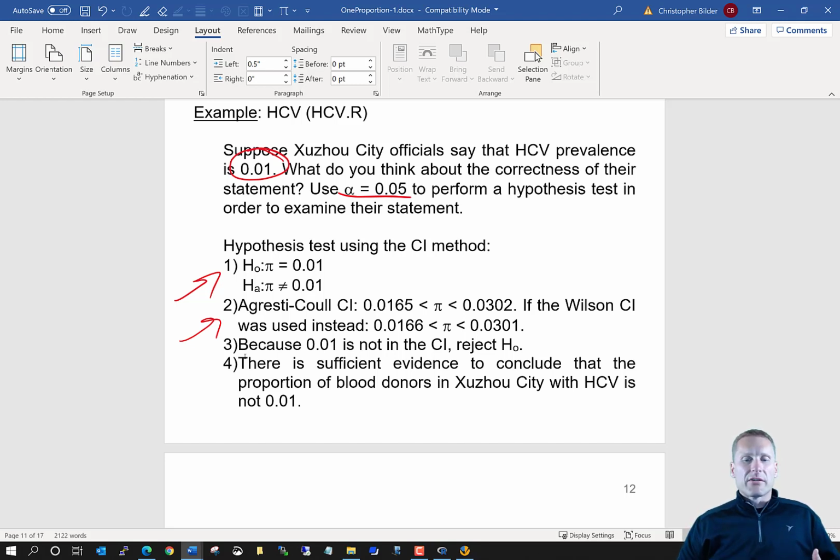In actual practice, just pick either Agresti-Coull or Wilson. Don't do them both. I did them both here for demonstration purposes. Step 3, because 1% is not in the confidence interval, reject H0. And step 4, what does this mean in terms of the original problem? Well, there is sufficient evidence to conclude that the proportion of blood donors is not 1%.